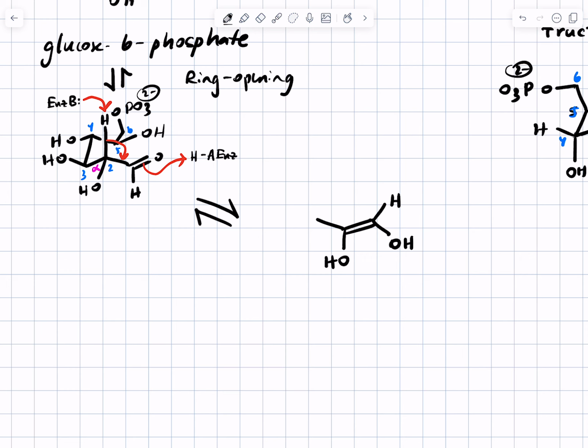All right, so let's finish drawing this intermediate. This is carbon 1, 2, and 3, and then we'll draw the rest of the molecule in the same way.